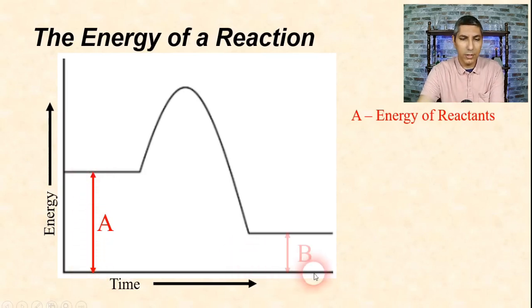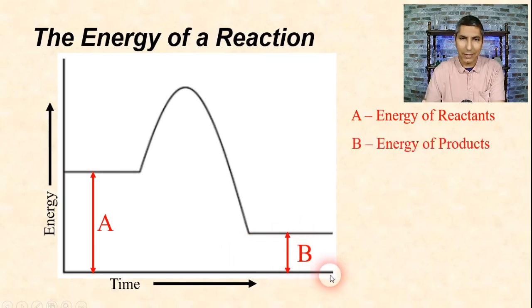Now this energy quantity over here that I have labeled B, this is called energy of products. And hopefully that makes sense as well, because products are what you have at the end of the reaction. And this is, of course, at the end after things have essentially concluded. So this is the distance from the very bottom of the plot up to the ending point of that reaction. That's our energy of products.